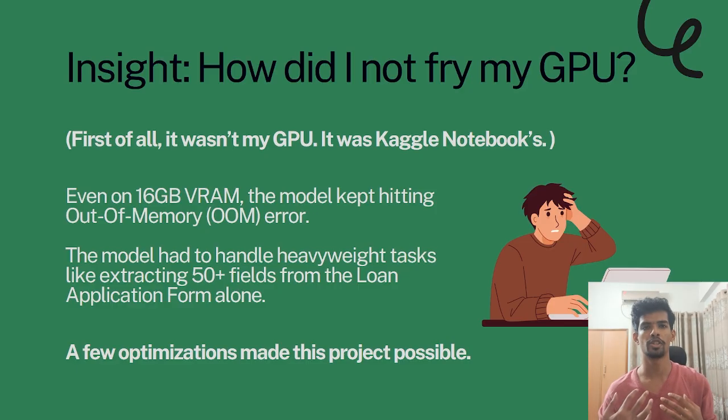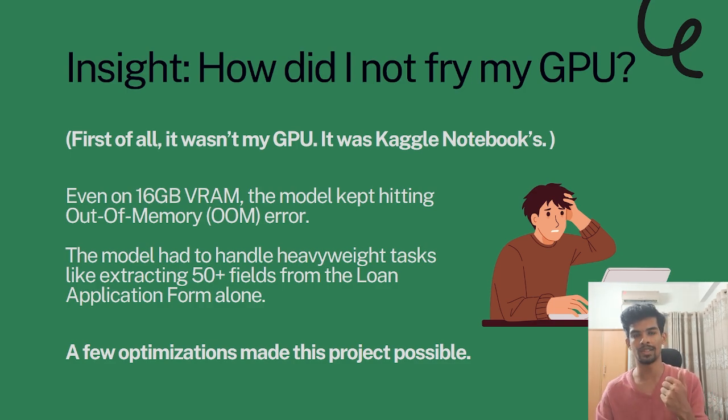I also wanted to share two more insights. Number one, how did I not fry my GPU? Even though I was running the code on Kaggle on a pretty good, impressive GPU, my code was still showing out of memory errors and it kept crashing. This is a problem that people working with LLMs will consistently need to deal with, and learning how to optimize was a very important discovery.